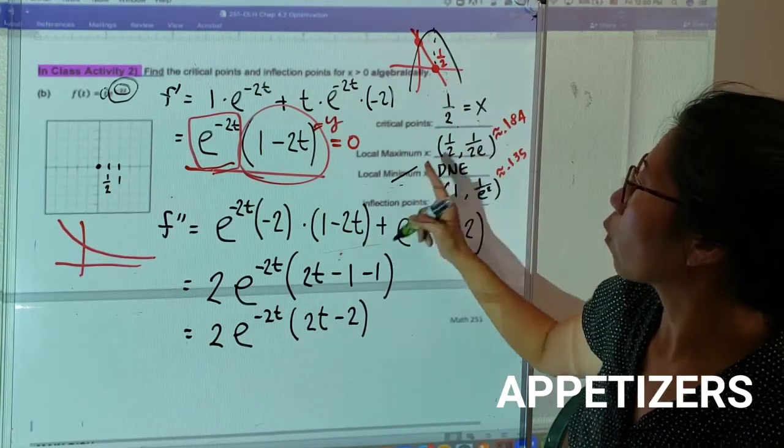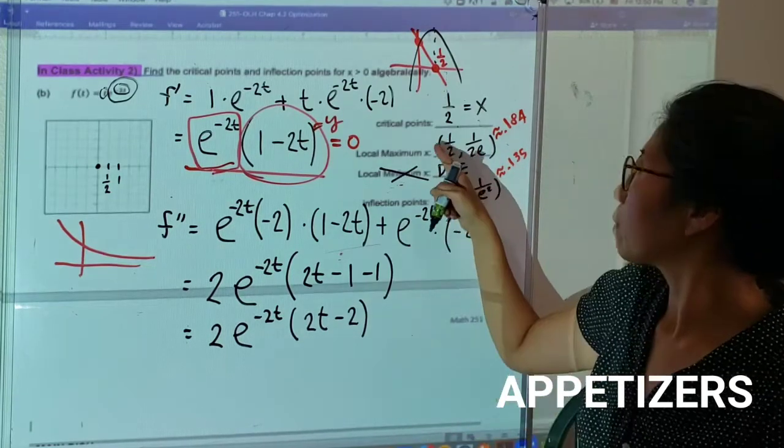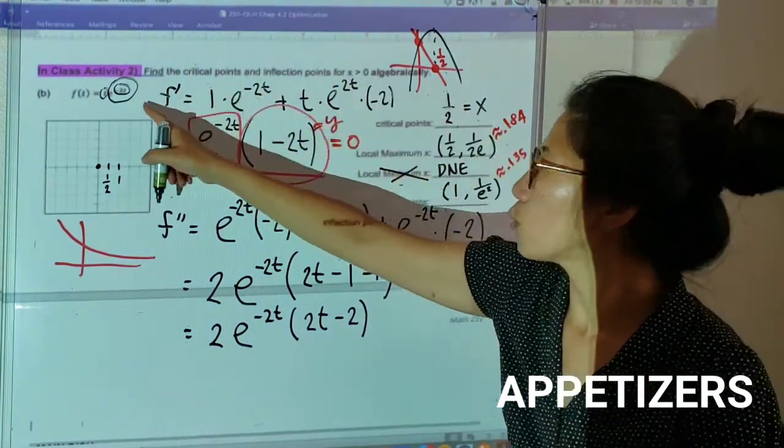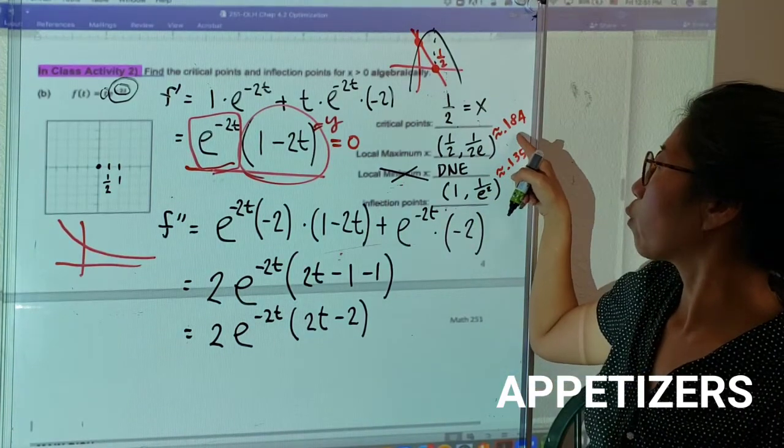Therefore, I'm going to have only a local maximum. I do not have a minimum at all. So I plugged in 1 over 2 into the original function, and I got 1 over 2e. Keep checking. And then that gives you 0.184.